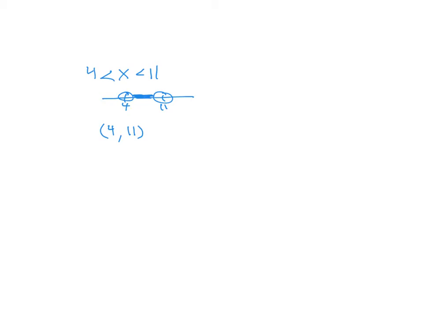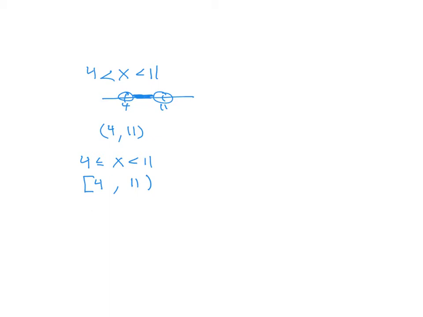What about if we change this to x greater than or equal to 4, less than 11? So the right side's going to stay the same, because we're doing all values up to but not including 11. And in order to do the greater than or equal to 4 and include 4 this time, we're going to do a bracket.